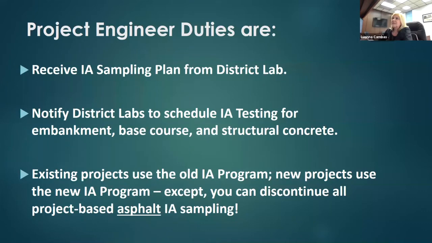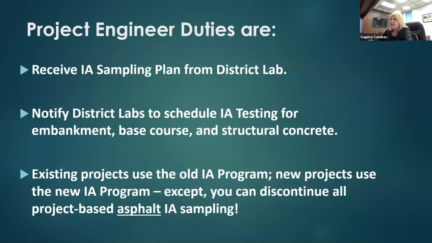The project engineer duties are receive the IA sampling plan from the district lab, notify district labs to schedule the IA testing for embankment, base course, and structural concrete. And a question that keeps coming up, what about existing projects? Existing projects use the old IA program, new projects use the new IA program, except you can discontinue all project-based asphalt IA sampling immediately. That's because we've been doing the asphalt system approach for a couple of years now. So we've been double dipping. We don't need to continue any project-based asphalt sampling.